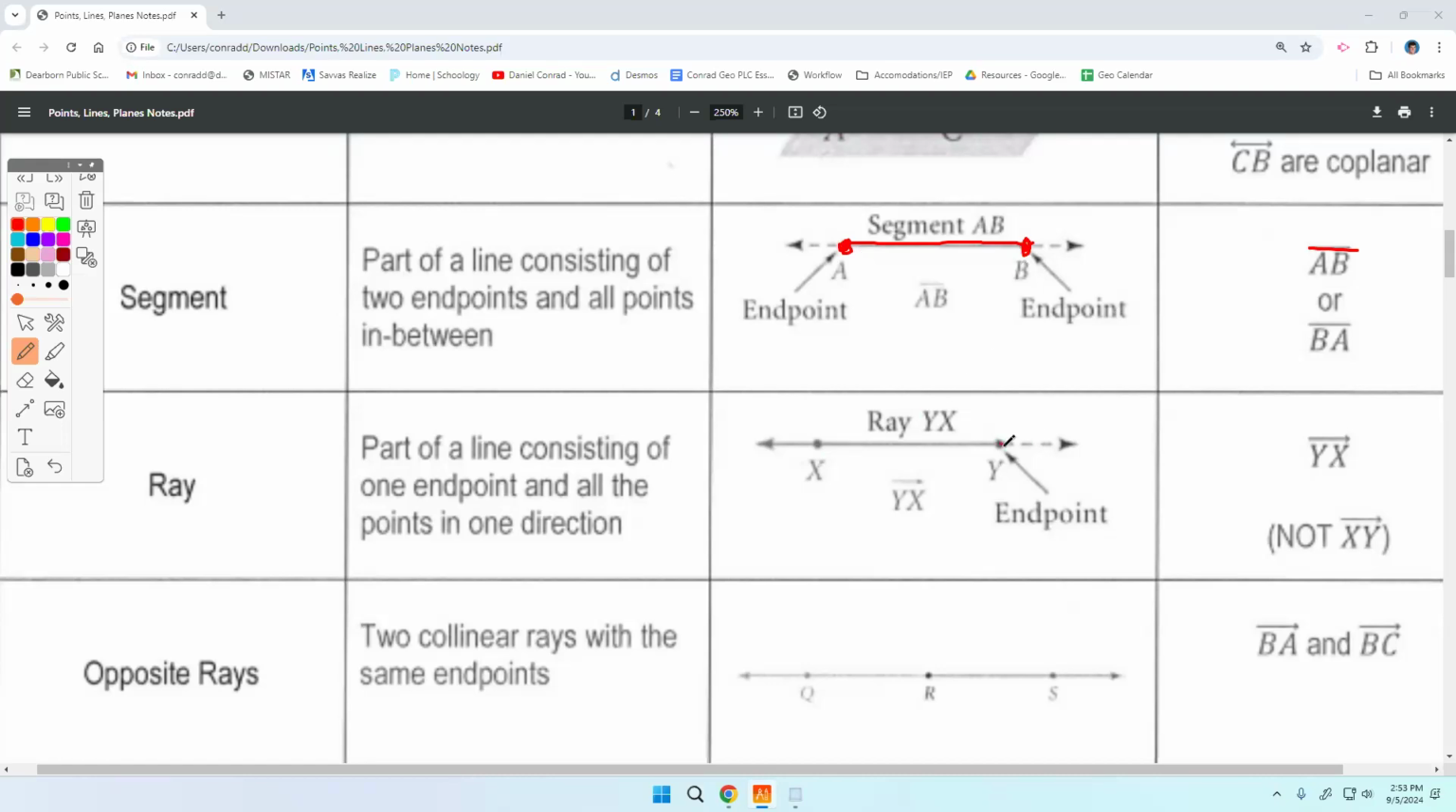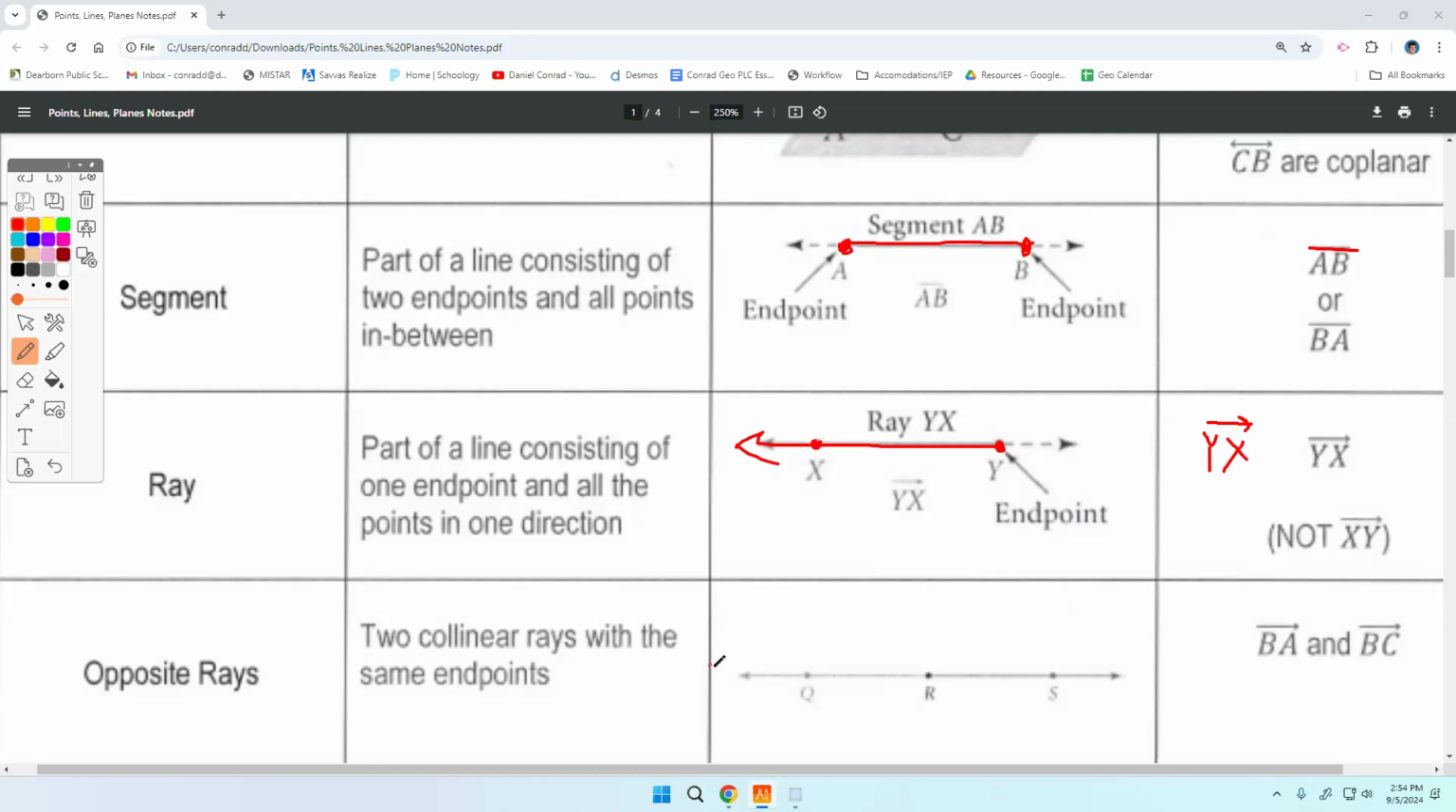For a ray, we go forever in one direction. So we have one endpoint, and then we go through another point, forever in one direction. To name it, we always put the arrow to the right. Always. The direction of the ray in the diagram has nothing to do with the name. So we always want to go arrow to the right. We want to put the endpoint first. In this case, the endpoint is Y, and then we can put X.